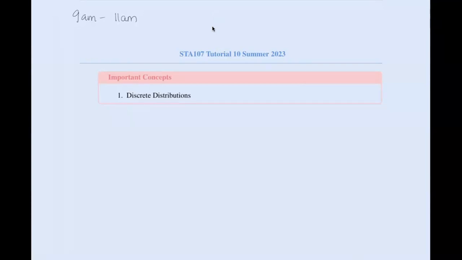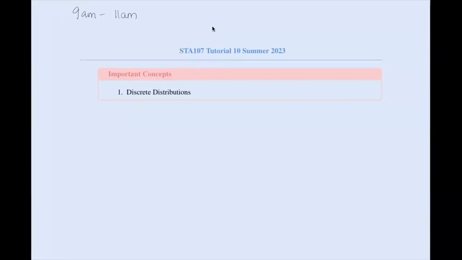Okay, it's 2:10, so I will jump into the tutorial for today. We will have to go through all the important discrete distributions. The first one is Bernoulli. The Bernoulli distribution is used to describe the output of an experiment where you have exactly two possible outcomes.